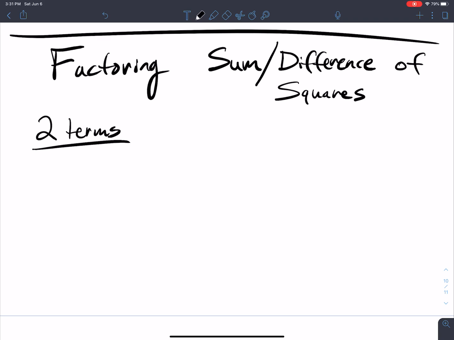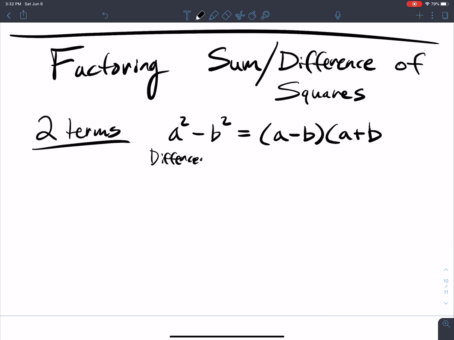So for those 2 terms, we're going to have a squared minus b squared, which is known as the difference of squares. This is factorable to a minus b times a plus b. This is the difference because it's subtraction. This is the difference of squares formula.